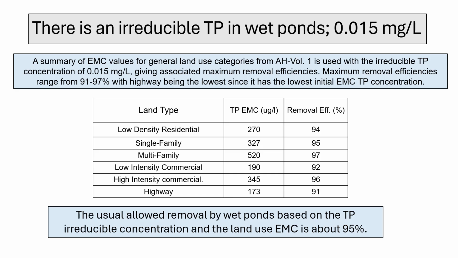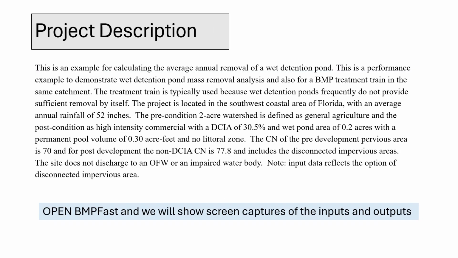For example, highway land use typically has the lowest initial EMC for TP, which means it also results in the lowest maximum removal efficiency within that range. We'll be using the BMPFast software to walk through an example project, and we'll show you screen captures of both the inputs and the resulting outputs. This particular example focuses on calculating the average annual removal achieved by a wet detention pond.